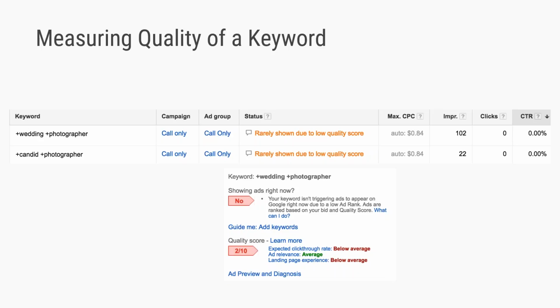Now, if you want to know why it is so low, the system says it's because of landing page experience, which is below average. So the next thing I would immediately check is the landing page. Is my landing page talking about wedding photography or not? If it's talking about some other type of photography, then I might want to develop a page which talks only about wedding photography, and link this particular keyword to that landing page.